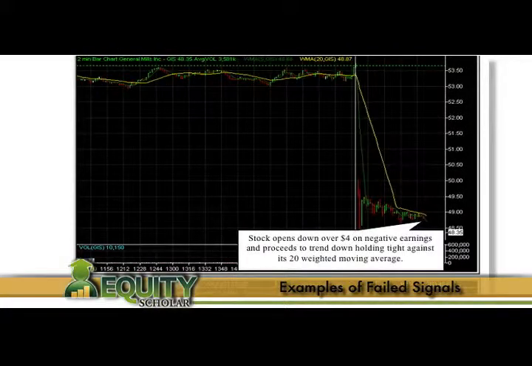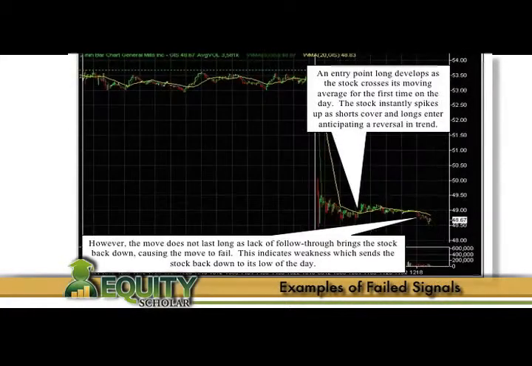In this example, we see General Mills, ticker symbol GIS, on another trading day than the previous example we just saw. On this trading day, we see General Mills open down over $4 on weak earnings and continue downward as the 20-weighted moving average acts as resistance. By taking a look at this next slide, we see that buyers come in and manage to break the stock through the moving average, indicating strength, as this is a possible reversal in trend.